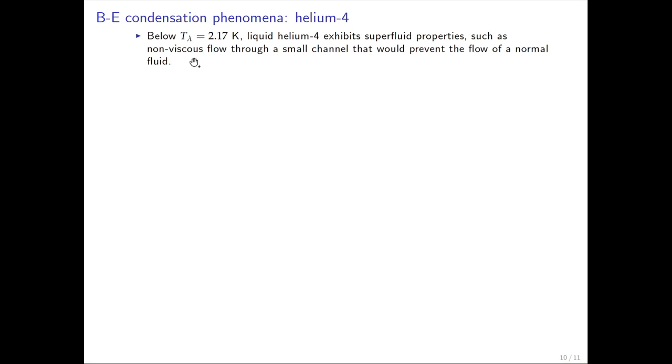Okay, so below this lambda transition at 2.17 Kelvin, liquid helium-4 exhibits superfluid properties. We mentioned that a Bose-Einstein condensation, the ground state as the condensate, was non-viscous, right? So superfluid helium-4 does exhibit that, and in particular, you have flow through a small channel, non-viscous flow that would actually prevent the flow of a normal fluid. So you make a pore small enough that a normal liquid, because of viscosity, wouldn't be able to go through it.